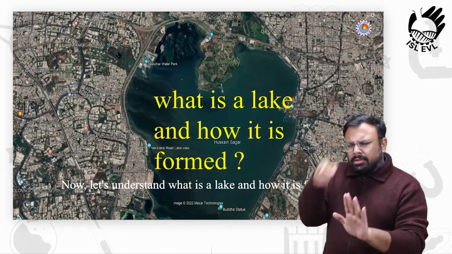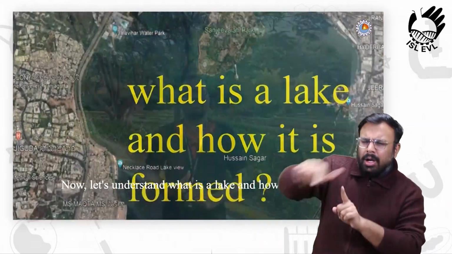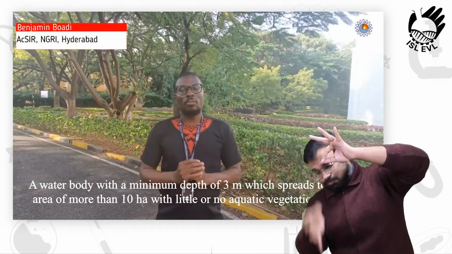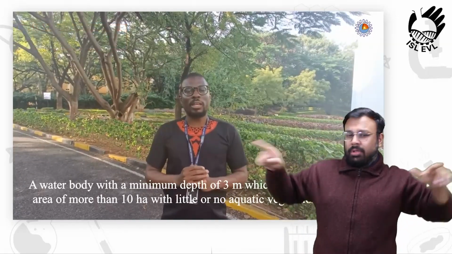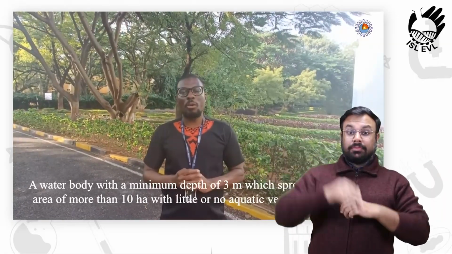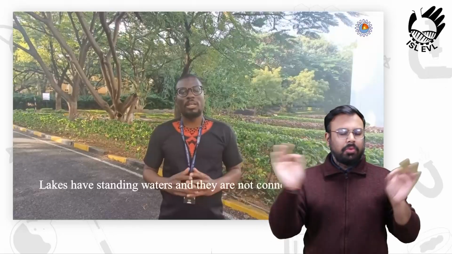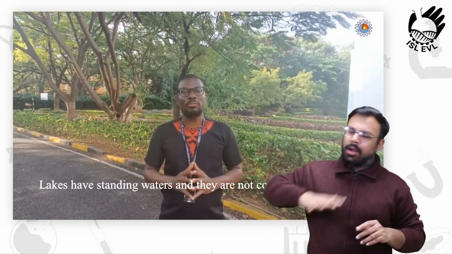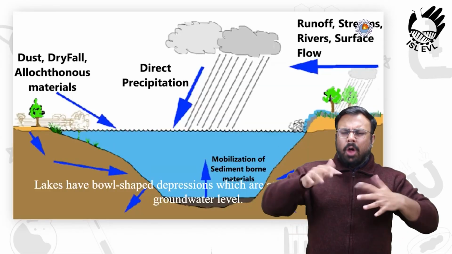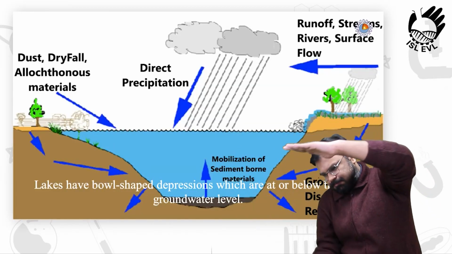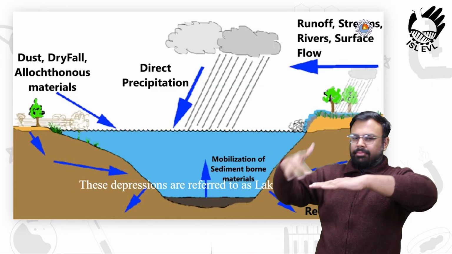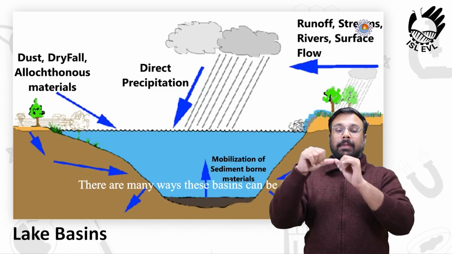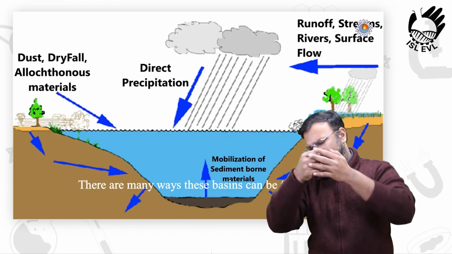Now let's understand what a lake is and how it is formed. A water body with a minimum depth of 3 meters, which spreads to cover an area of more than 10 hectares with little or no aquatic vegetation, is a lake. Lakes have standing waters and they are not connected to oceans. Lakes have bowl-shaped depressions which are at or below the local groundwater level. These depressions are referred to as lake basins. There are many ways these basins can be formed.